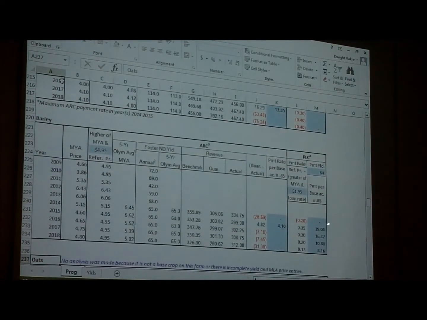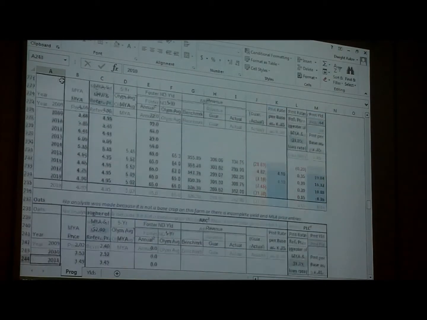Barley would trigger PLC payments every year except this year. Again, the prices seem to me maybe just a little low, but if they're right, it will trigger a PLC payment after this year. Very little for an ARC payment, so I think barley is a PLC choice.